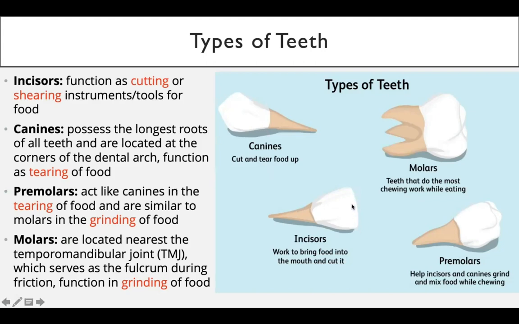Incisors are flat, and they bring food into the mouth and cut it. Canines tear it. Premolars and molars grind it. Incisors function as cutting or shearing tools for food. Incisors cut, canines tear, premolars tear and grind, and molars grind.